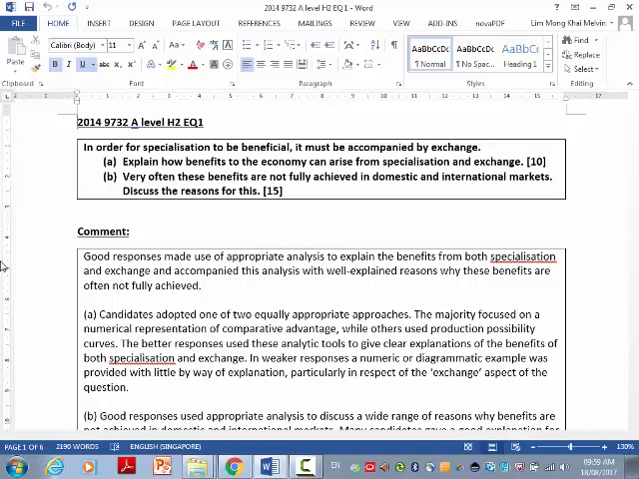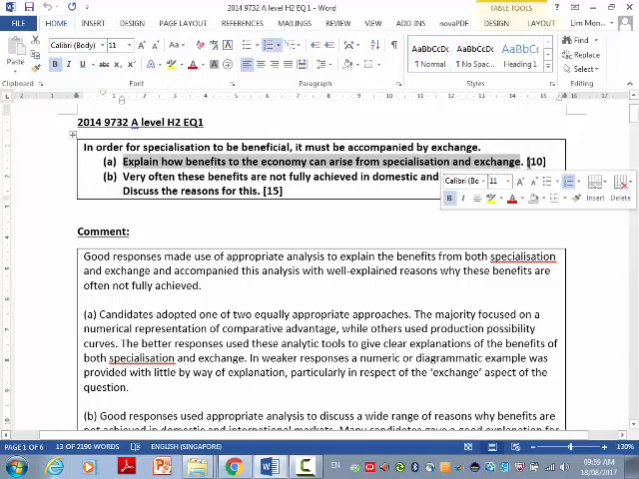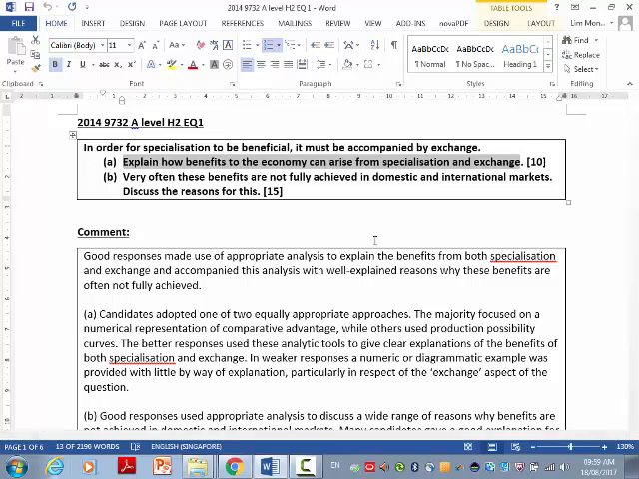Okay, in order for specialization to be beneficial, it must be accompanied by exchange. So first question, explain how benefits to the economy can arise from specialization and exchange. Looking at this question, what kind of question is this? It's a trade question.